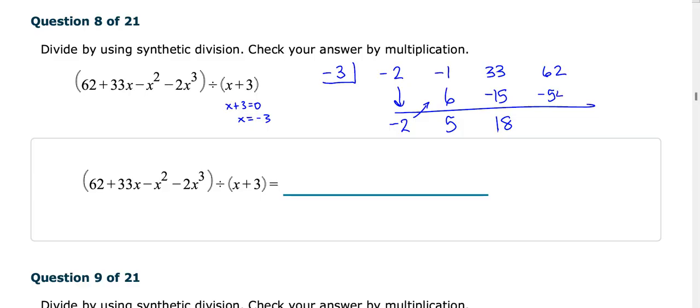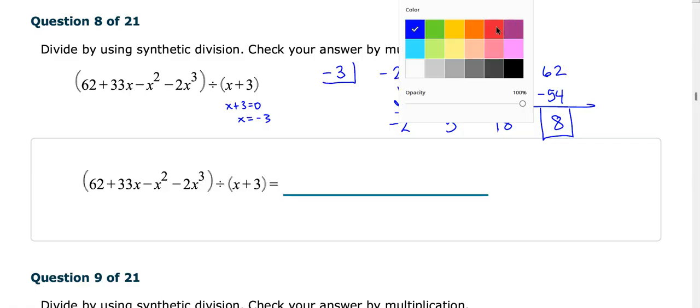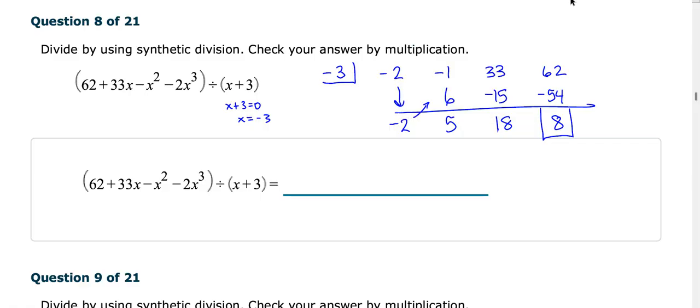That's my remainder. Okay, I'm going to do different colors so I can put my x's in there. Nothing, x, x squared. So my answer will be negative 2x squared plus 5x plus 18 plus 8 over x plus 3. Don't forget the 8 is a remainder. You have 8 over the divisor, which is x plus 3.